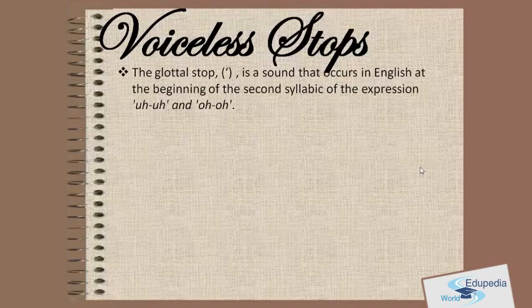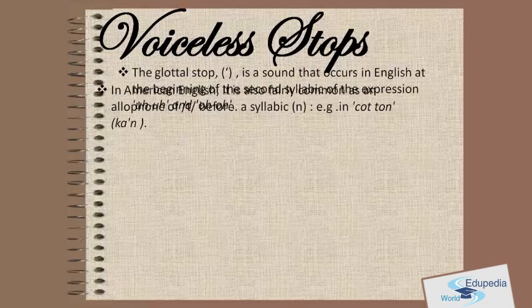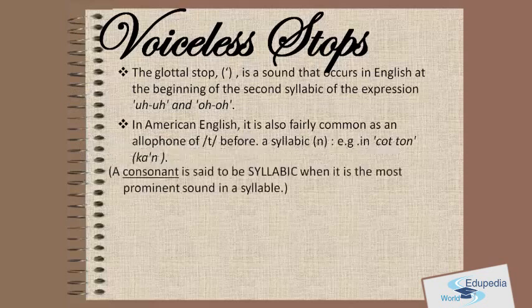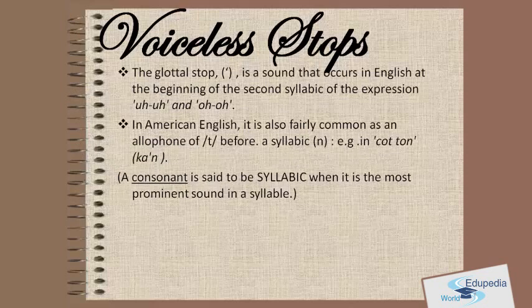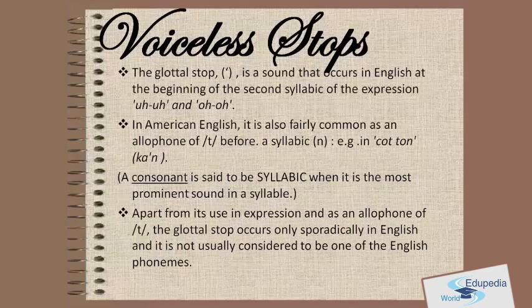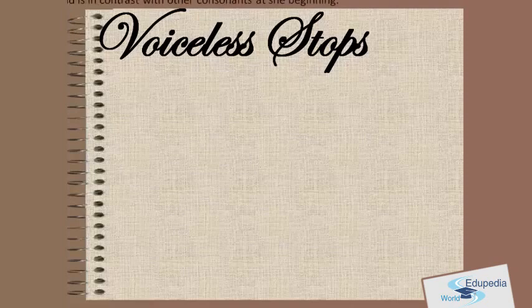The glottal stop is a sound that occurs in English at the beginning of the second syllable of the expression uh-oh. In American English, it is also fairly common as an allophone of T before a syllabic N, as in cotton, can't. A consonant is said to be syllabic when it is the most prominent sound in a syllable. Apart from its use in the expression and as an allophone of T, the glottal stop occurs only sporadically in English, and it is not usually considered to be one of the English phonemes.